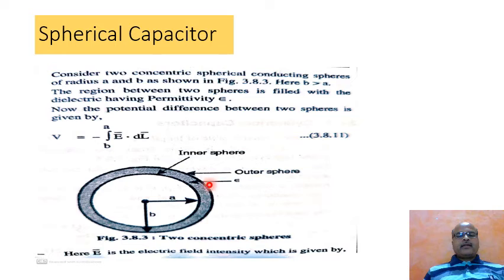So the region between the two spheres is filled with a dielectric having permittivity epsilon. Now the potential difference between the two spheres is given by V equals minus the integral from B to A of E dot dL. That is the same formula.